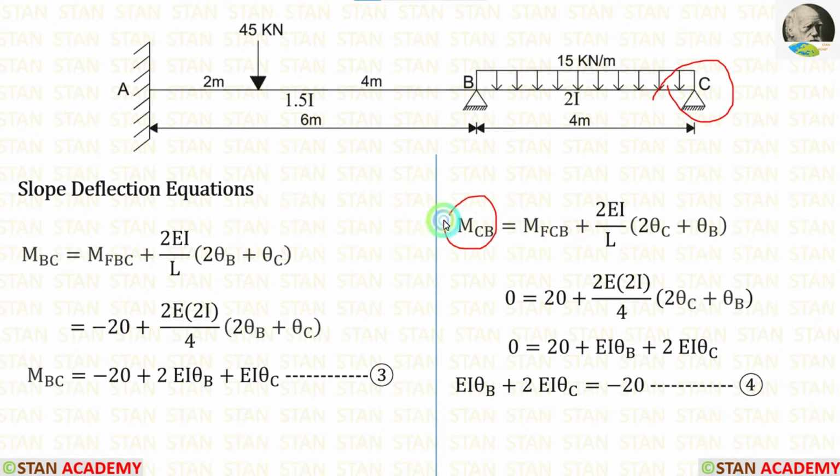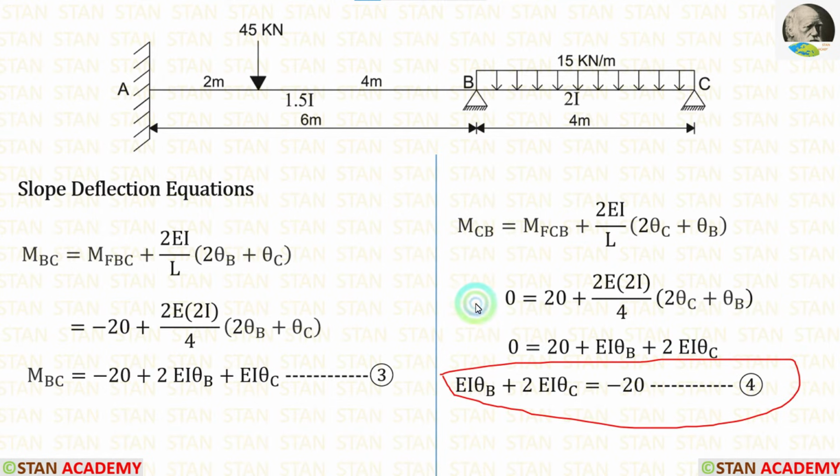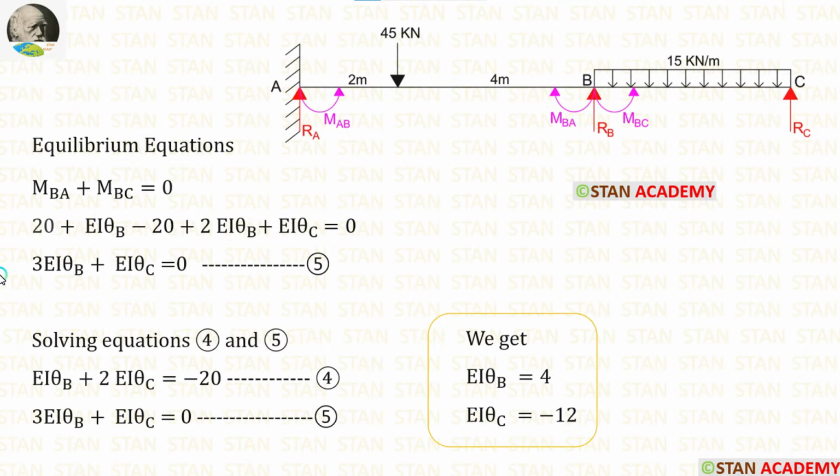So MCB is equal to 0. For MCB, let us apply 0 and take this 20 on the right side. So it will be negative. So this is our first equilibrium equation. We have made one equilibrium equation, but we need two.